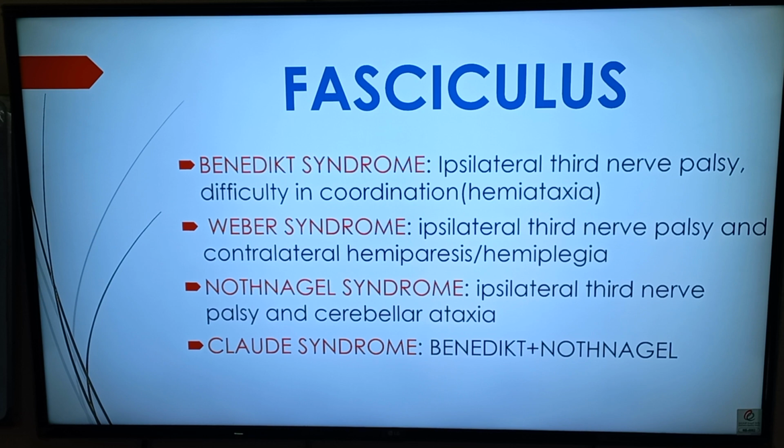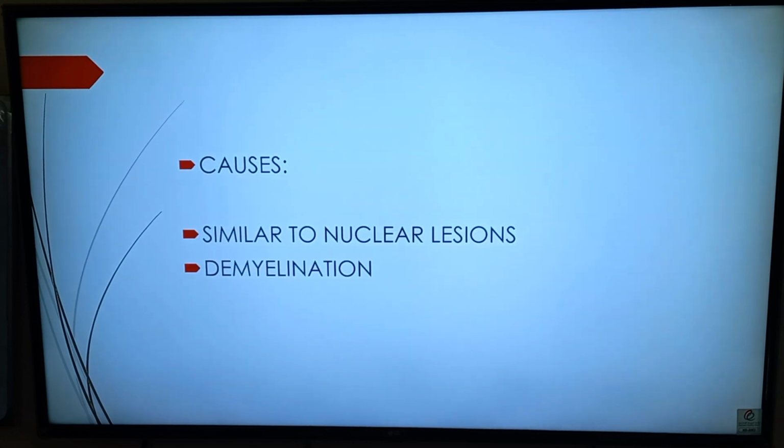Then other than that, we have Nothnagel syndrome, which is ipsilateral third nerve palsy, and there is going to be cerebellar ataxia with it. And Claude syndrome is a combination of Benedict and Nothnagel. The causes are similar to nuclear lesions, like ischemia, vascular causes, tumor and mets, but since it is the nerve fibers, demyelination can also occur.